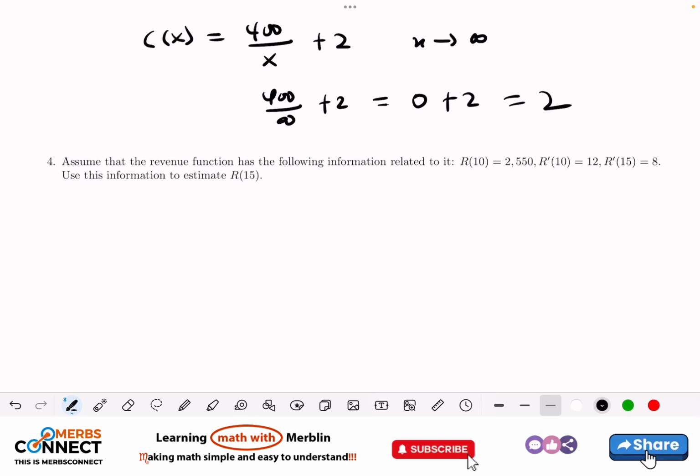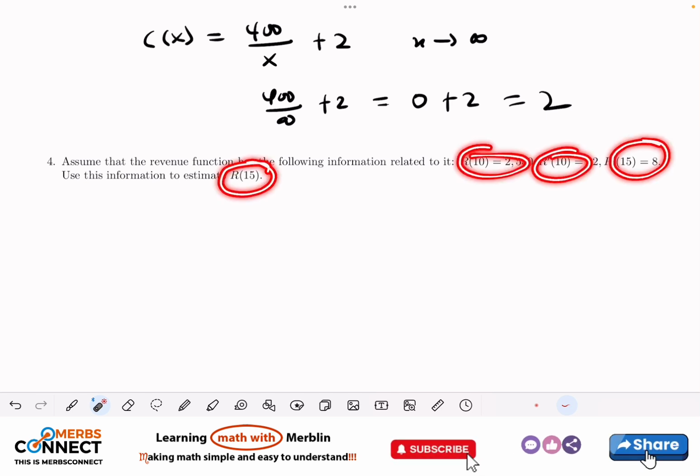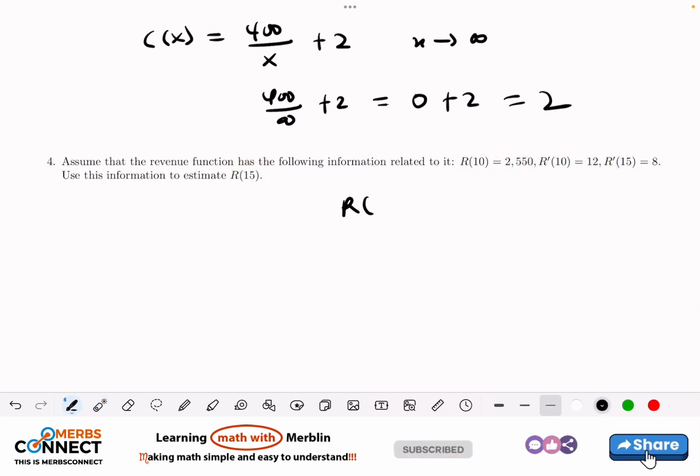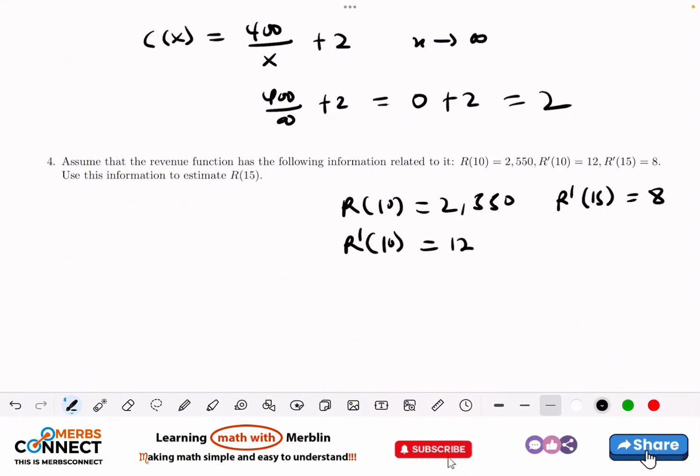Now let's look at 4. We look at the 5, and then we are done with this. Now we assume that the revenue function has the following values related to it. We have r of 10 equal to 2,550. We have r prime of 10, which is equal to 12, and r prime of 15, which is equal to 8. What we need to do is calculate r of 15.